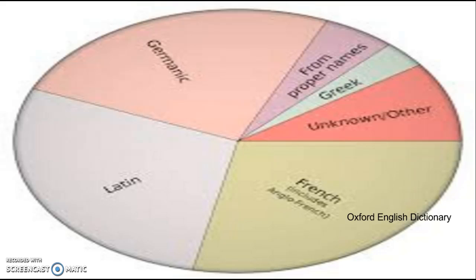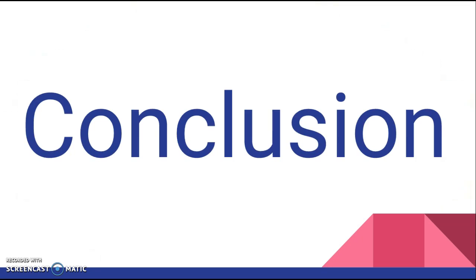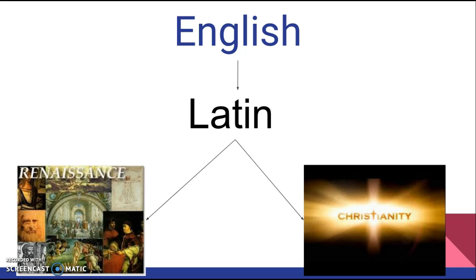While we have given you a few examples of anglicized and wholesale words from the Renaissance, there are many more. Approximately 29% of the English language comes from Latin. A great percent of those words came from the Renaissance. English is a much different language because of both the Renaissance and Christianity.